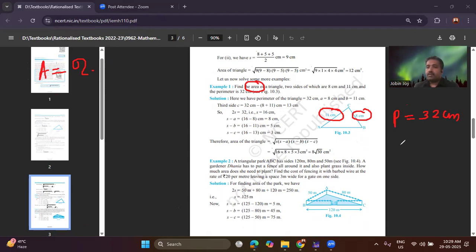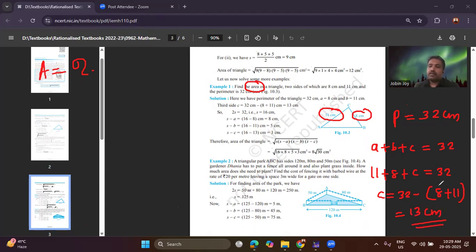If we know the perimeter, we know how to calculate it: add the three sides, right? So A plus B plus C is equal to 32, the perimeter. We know two sides, right? So 11 plus 8 plus C is equal to 32. So C is equal to 32 minus 8 plus 11, so that will be 13 centimeter. So the third side will be 13 centimeter.